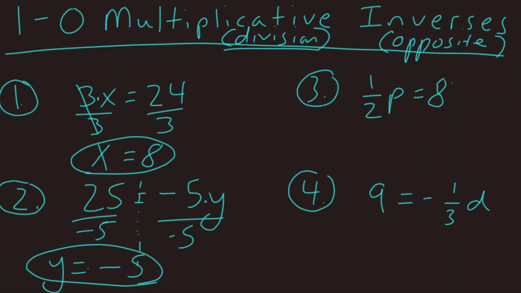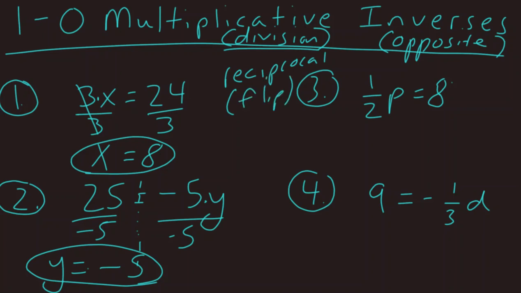Alright, let's look at problem number 3. Here we have 1/2 p equals 8. Now, a lot of students get tripped up when you see a fraction, but this is actually incredibly simple. All we have to do to get rid of a fraction is to multiply by its reciprocal. And in fact, let me write that down. The reciprocal. And all that really means is to flip.